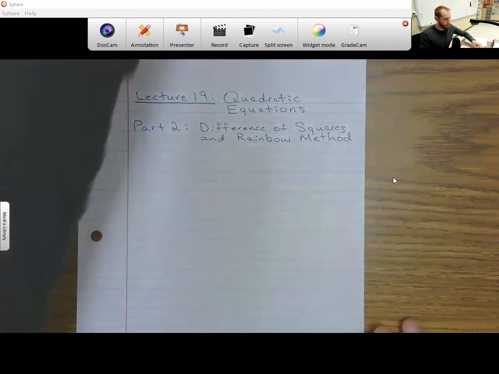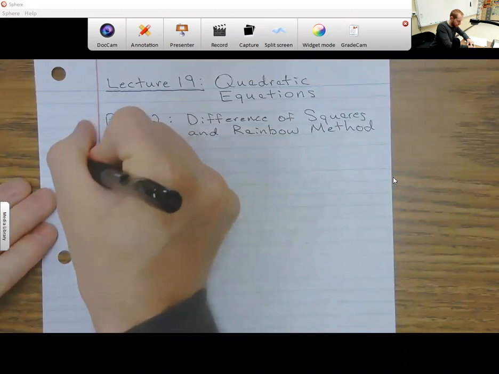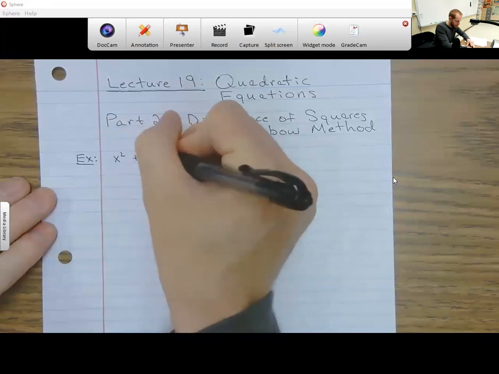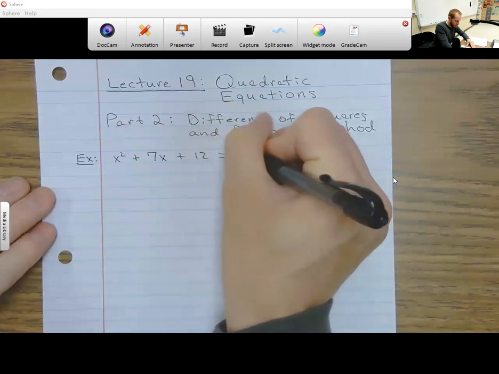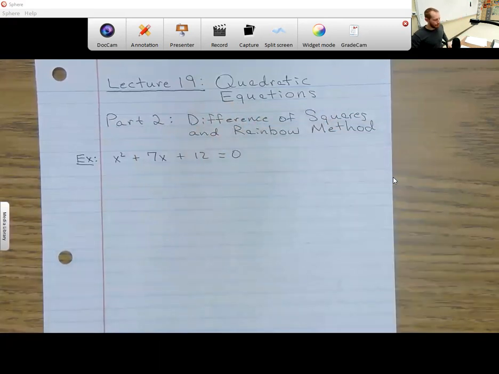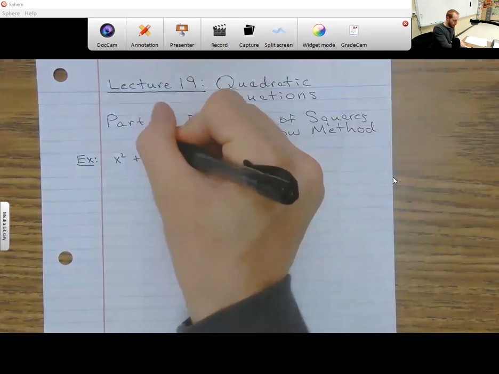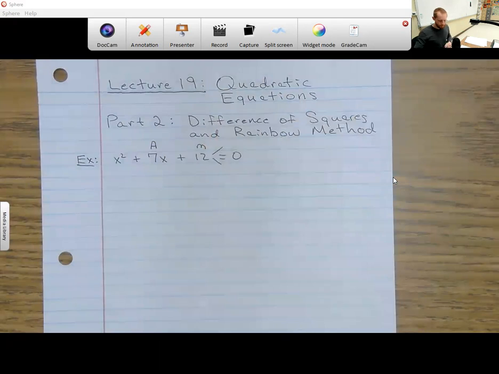So, for example, we did x squared plus 7x plus 12 equals 0. And we know that we can factor this, right, by multiplying to 12 and adding up to 7. So I would put the m above the 12, I would put the a above the 7, and then I would just find out what two numbers will do it. What two numbers will multiply to 12, and what two numbers will add up to 7.